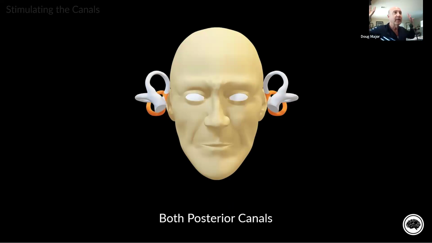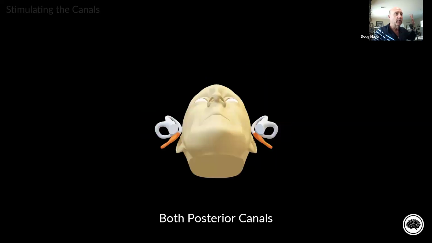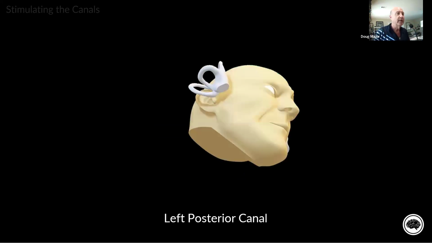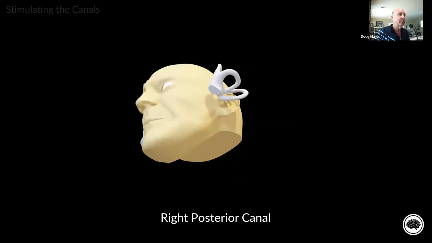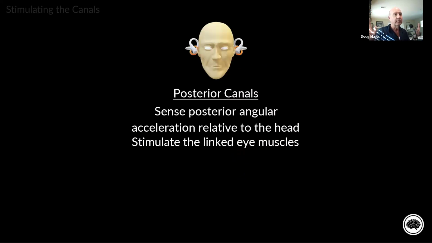Now the posterior, this one in the back, let's go ahead and work that: back, down, forward, back. So we're not really thinking about what the eyes are doing right now. We're just thinking of what the canal does. So as we move back, those eyes are stimulated with motion, and the same is true to the left and to the right. So we'll get into the muscles later.